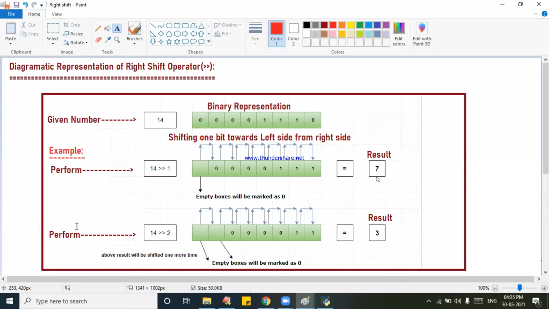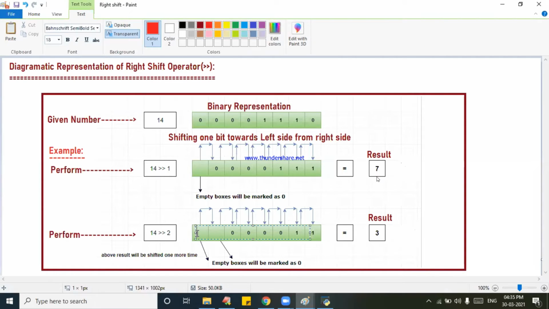Now coming to the next, another example. Second example: 14 double greater than 2. What is 14 double greater than 2? The value 14, shift 2 bits, so two positions are marked 0 and 0. 2 bits going means 1 1 is available. 14 by 4, integer data, not a single slash, double slash. What quotient is coming?